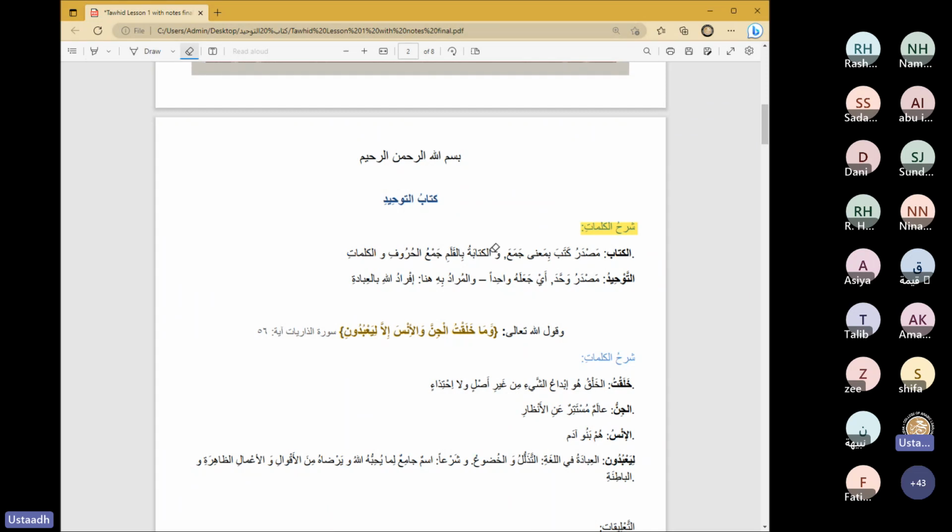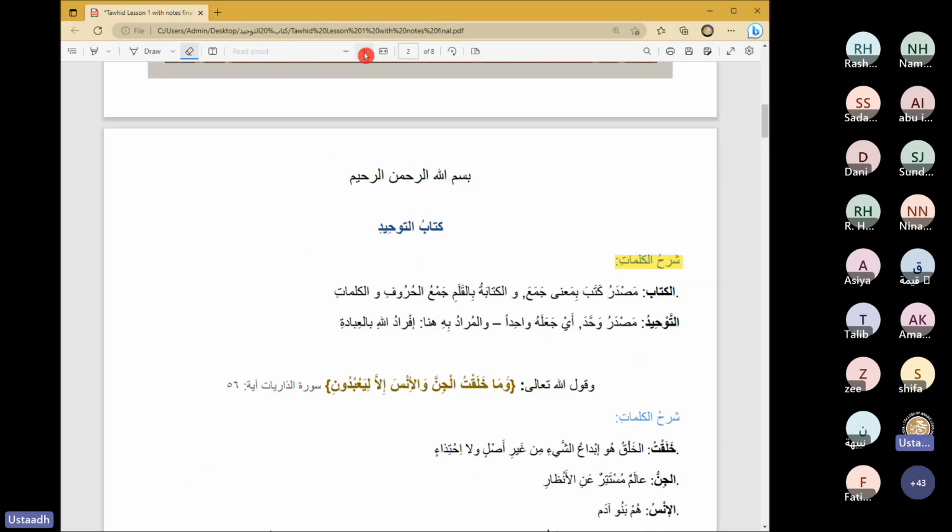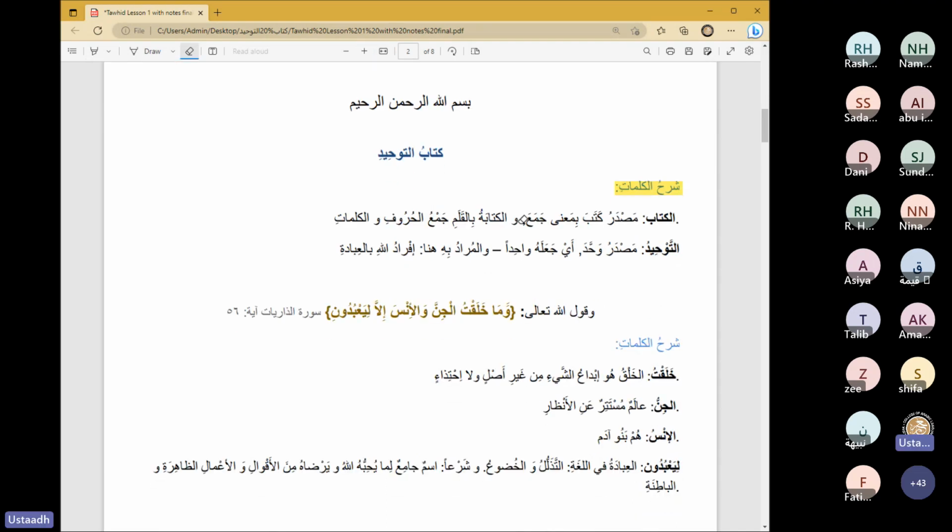Wa sallallahu wa sallama ala nabiyyina Muhammad wa alihi wa sahbihi. Okay, so we get to the main text. So we'll start the main text. So the author, rahimahullah: Bismillahir Rahmanir Rahim, Kitab al Tawhid.